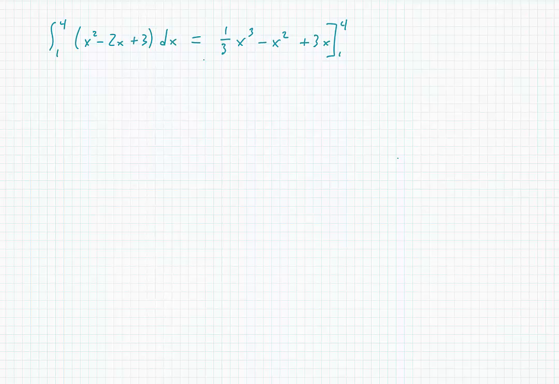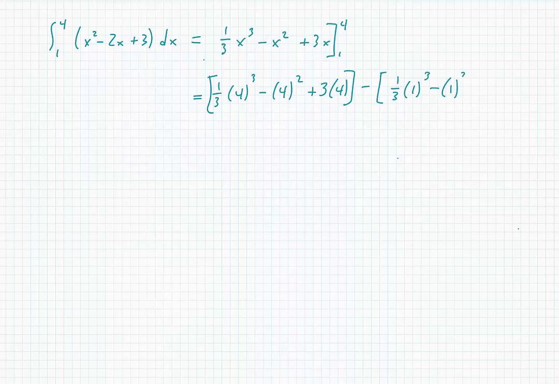If it helps you to put it in there, to remember to use it also when you're doing indefinite integrals, by all means please do, but it's not required. This is going to give us 1/3 times 4 to the third minus 4 squared plus 3 times 4. And I'm going to put all of that in brackets. And then we're going to subtract 1/3 times 1 cubed minus 1 squared plus 3 times 1. So we evaluate the upper limit, we evaluate the lower limit, and we take the difference.